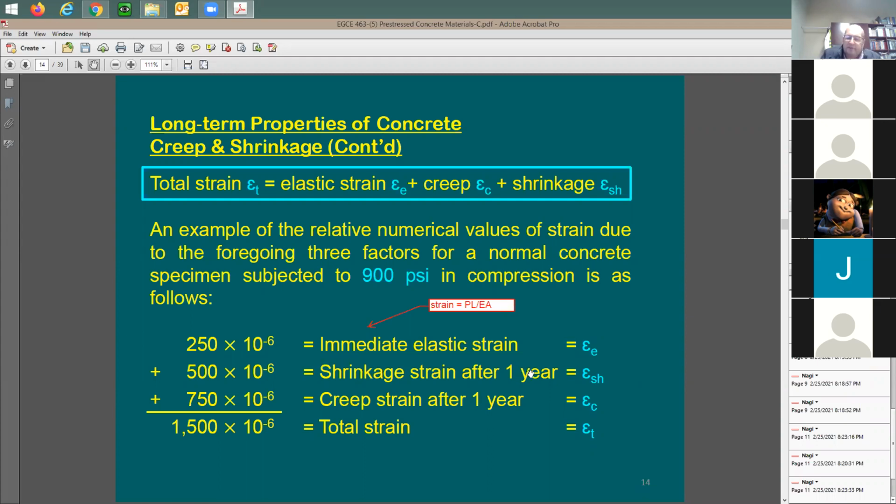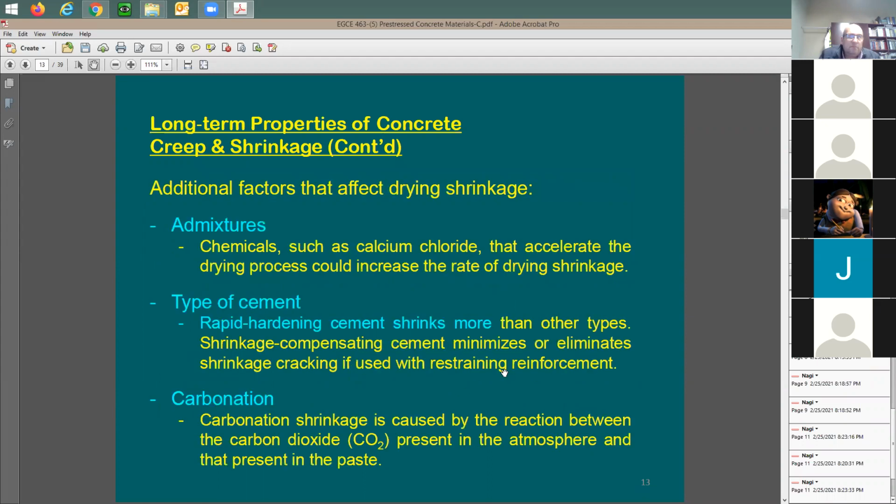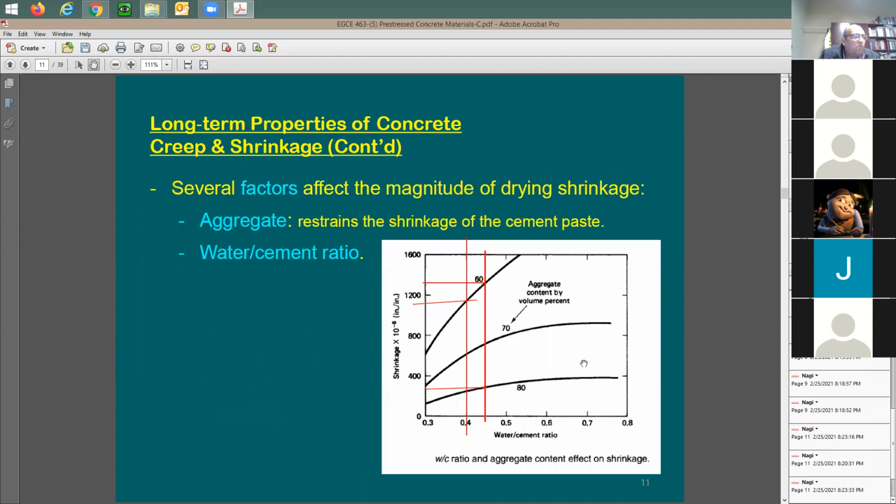How about for shrinkage? What can reduce the shrinkage? The type of cement you're using? Reduce the water cement ratio, which means the concrete mix design, right? Reduce the amount of water to cement ratio. Use more aggregate. Try to use 70% or 80%. Don't go to 60%. And with that, you can reduce the shrinkage by a lot.